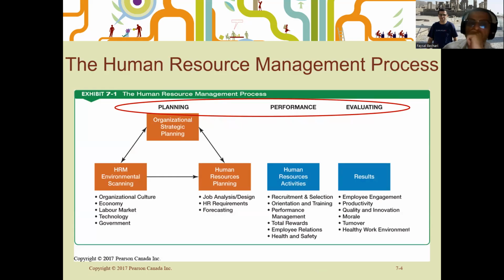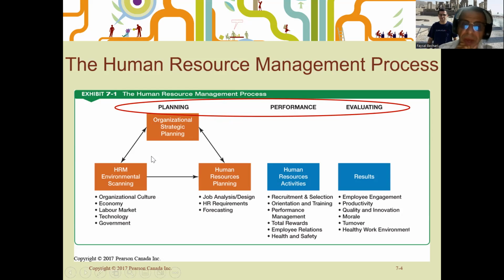Now, HR, just like any other organization, first of all, does planning, performance, and evaluation. Their planning is according to the CEO or the company's planning, so the planning that they do is organizational strategic planning. And also, we said they scan the environment accordingly. They look at the organizational culture itself, what kind of culture they have, the economy outside, the labor market, what's available, the technology needed, and the government rules and regulations.